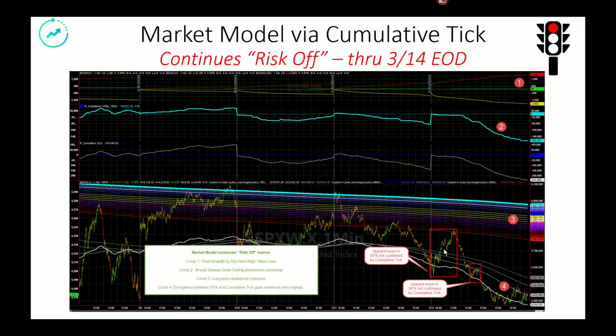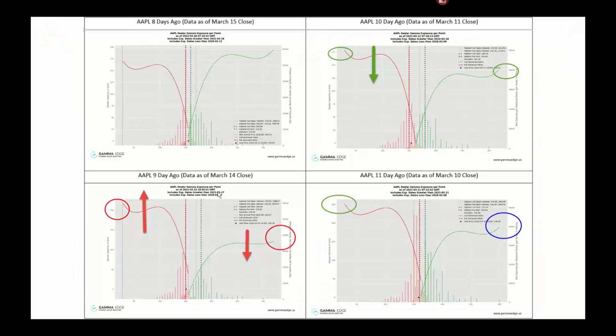So although people were wanting to get into these rallies, there wasn't necessarily confirmation in the market model, in the cumulative tick that we use, as well as in Apple. Mike, anything to add here? No, I think that definitely confirms with what we're seeing with the gamma scans also. We were not seeing any growth stocks or any technology stocks being populated yet. So again, just another confirmation.